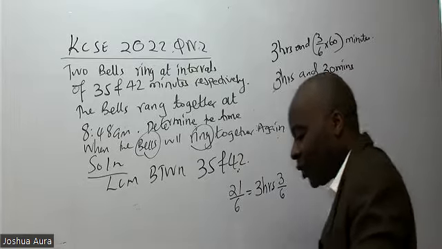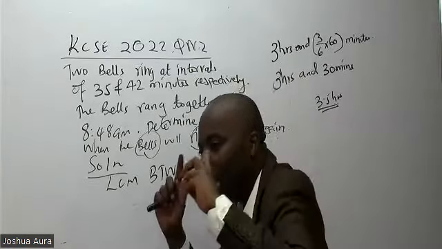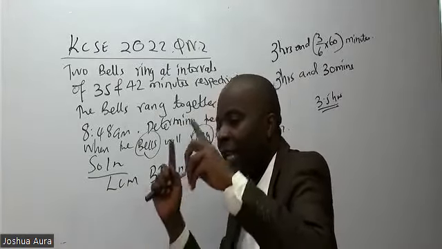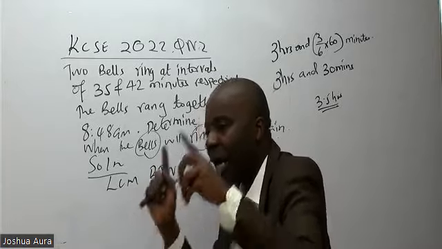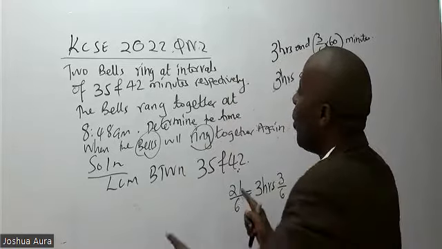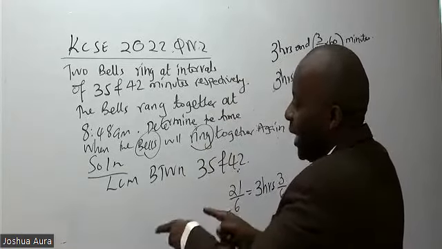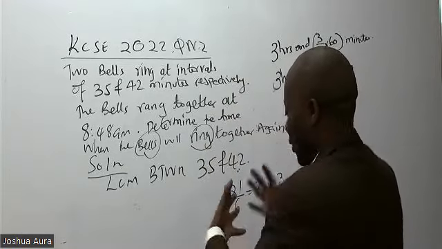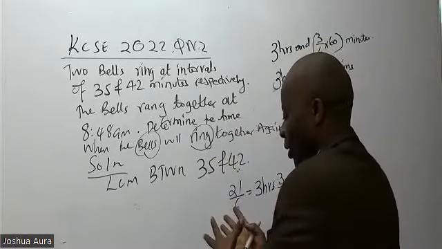So it means, ladies and gentlemen, that these 2 bells again will come to meet exactly after 3 hours and 30 minutes. But you see, this examiner is a great examiner. He wanted you to determine the exact time. You know, this is an interval. This is an in-between. The exact time when we expect these 2 bells to ring together again. Remember they had rung together at 8:48.